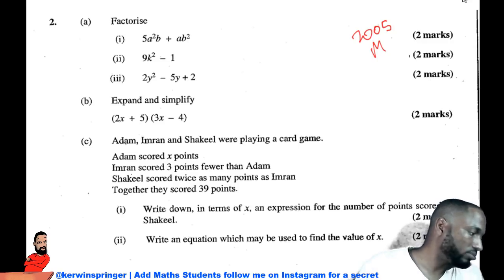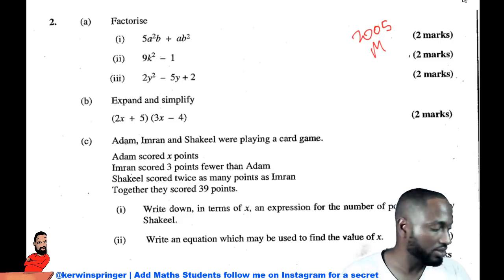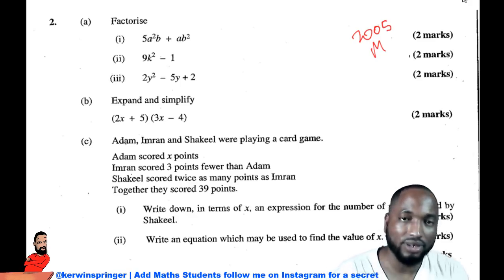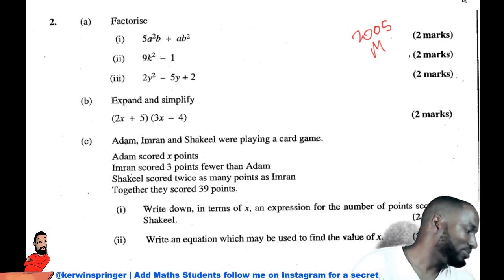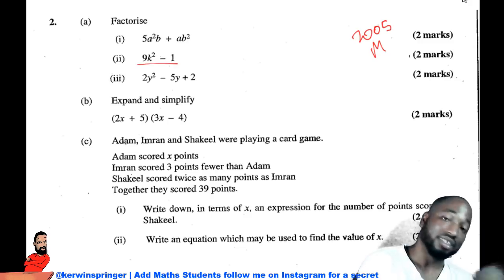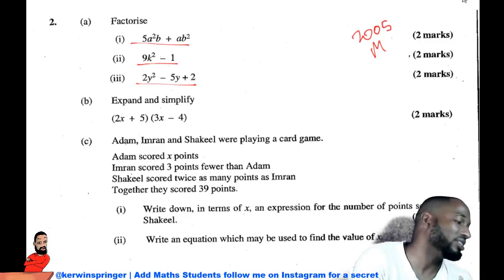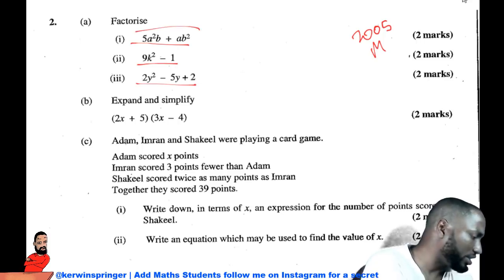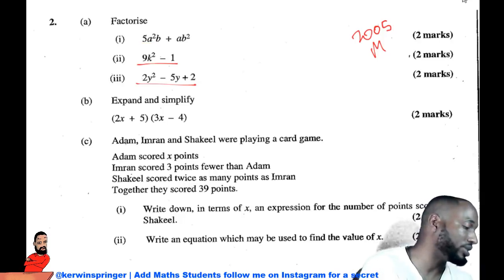Moving along to 2005 May again, question 2. Go ahead. Rush that question there, people. This is the three styles of factorization here. This is difference of two squares. This is a quadratic. And this is just a normal factorizing question. Or is it? This question can be a little fishy. But you'll at least have to do a normal factorizing to begin with.